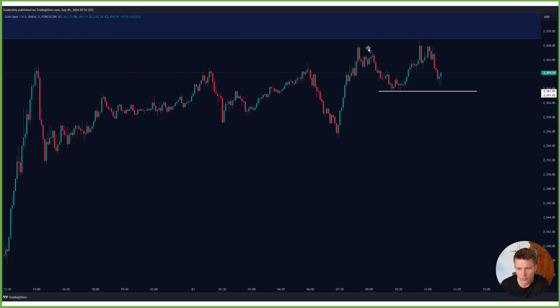On the lower time frame, we can see that we have a double top here, but we also see that the market is still making higher lows. That's not a very bearish sign. It's still bullish on the lower time frame.